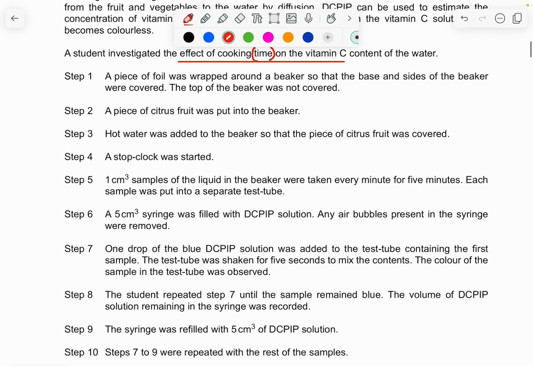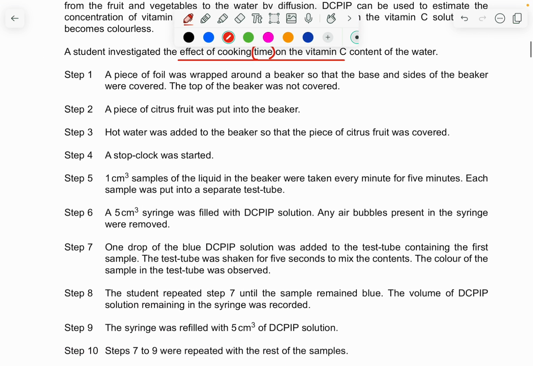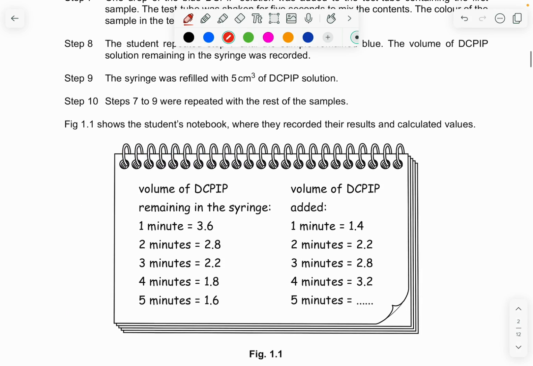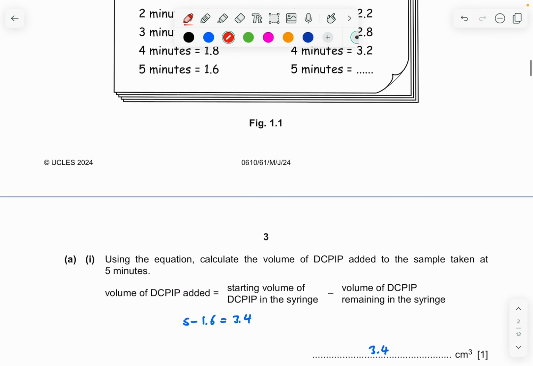So if you have a read here, these are the step-by-step instructions they have given. Figure 1.1 shows the student's notebook, where they recorded their results and calculated values. The volume of DCPIP remaining in the syringe from 1 minute is 3.6, and so on up to 5 minutes. And the volume of DCPIP added is 1 minute 1.4, 2 minutes 2.2, 3 minutes 2.8, 4 minutes 3.2, and what is 5 minutes?